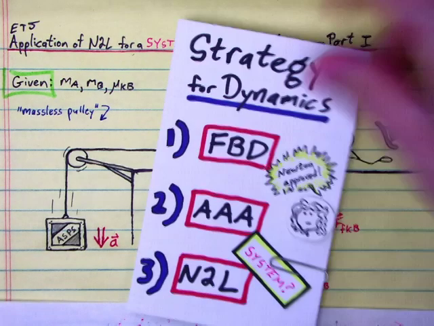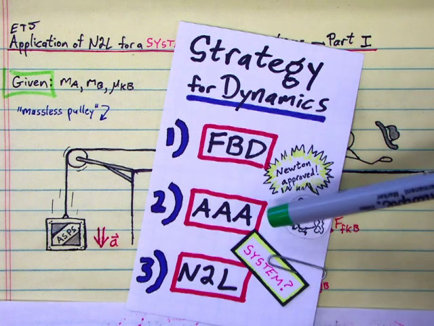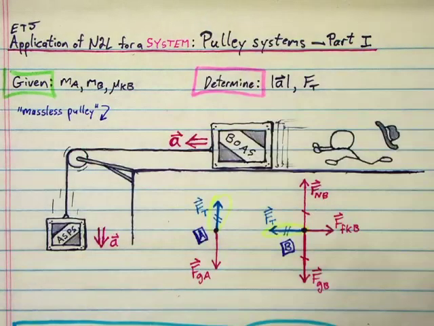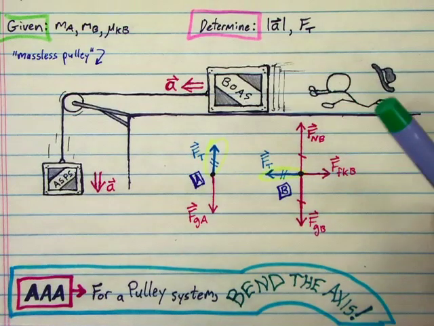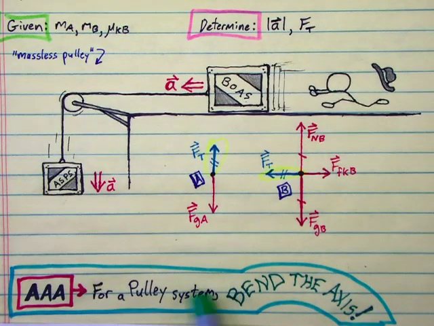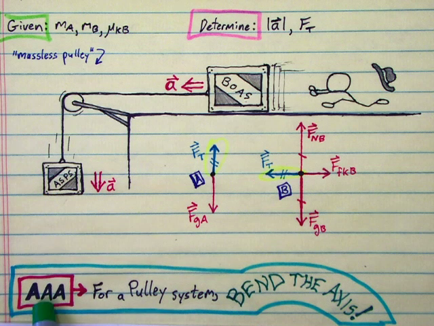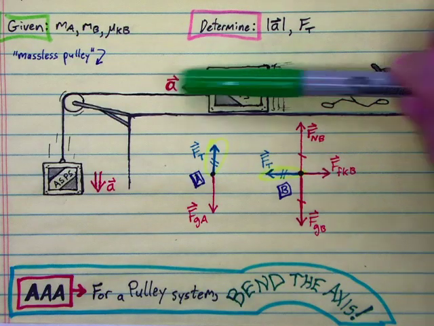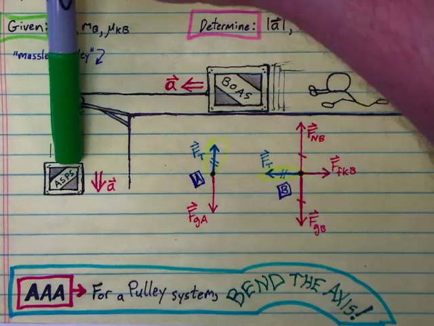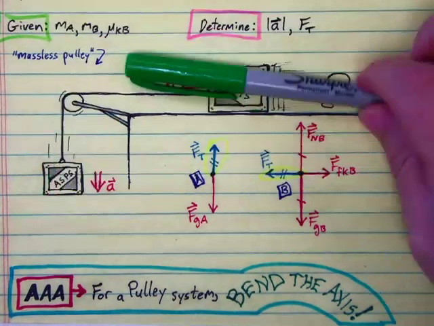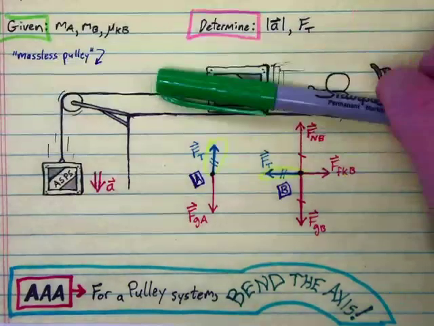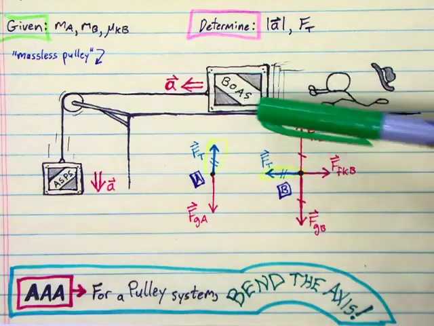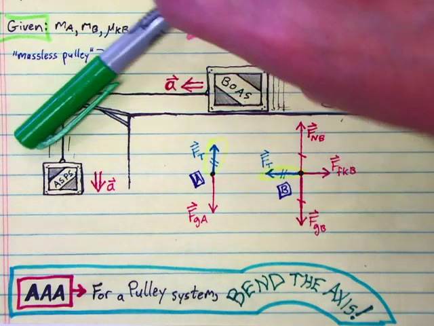We need to think about step 2, where we're actually doing something different this time. With our AAA step, with a pulley, we modify our usual procedure. For a pulley system, we still want to align the axis with the acceleration, but B here is accelerating to the left, and A here is accelerating down. We want the axis to be aligned with both of them, but those directions are different. But they have the same acceleration, so it would be convenient if they were both accelerating in the same direction.